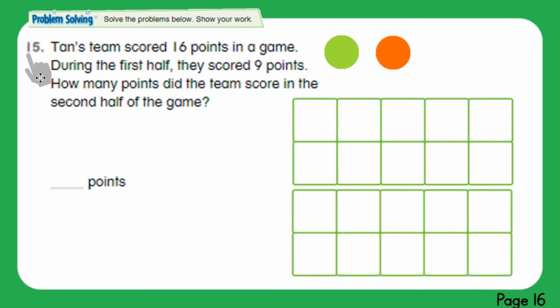Now we are going to solve word problem number 15 on page number 16. Always we should remember that whenever we are going to solve a word problem, we should read it very nicely to understand what they are asking and what the sum is all about. So let's start reading. Tan's team scored 16 points in a game. During the first half, they scored 9 points. How many points did the team score in the second half of the game?